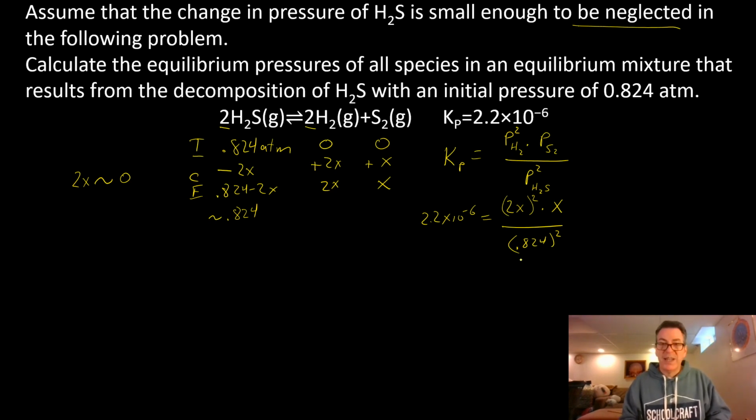So when I square the denominator here, I get 0.679. I did that right here. Let me double check that. 0.824 squared. Yep, it's 0.678976. I'll round it off to 0.679 for that. And so now I just multiply 0.679 by the 2.2 × 10^-6. That cancels it out on this side. And so when I do that on the left-hand side here, I get 3.73 × 10^-7.